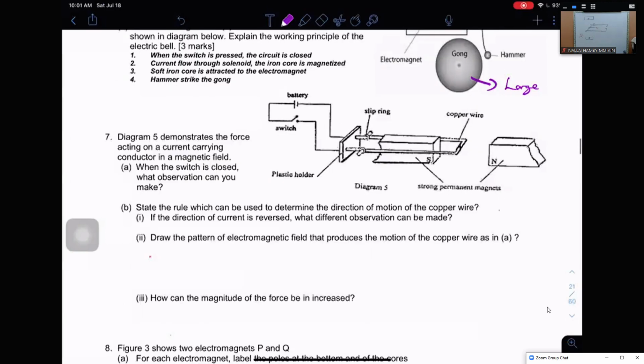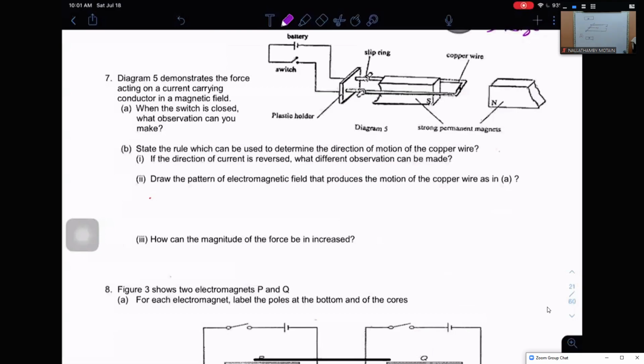Okay, we go for the second last question. Diagram 5 demonstrates the force acting on the current carrying conductor in a magnetic field. When the switch is closed, what is observed? Okay, positive, negative. Where is the current flow? Let's draw the current. When the switch is closed, current flows. Over here, current is inward. In which direction will this conductor move?